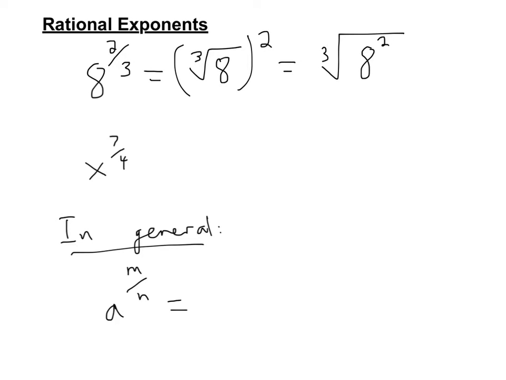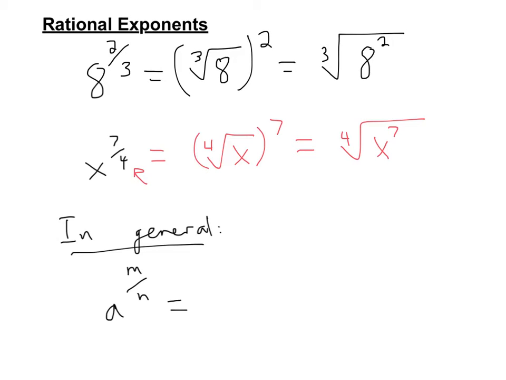Similarly with x to the 7/4, that would equal the 4th root of x, as denoted by the 4 in that denominator, to the 7th, which is equal to the 4th root of x to the 7th. You can write it either way. So this is just learning some new notation of how to deal with rational exponents or fractions in the exponent.